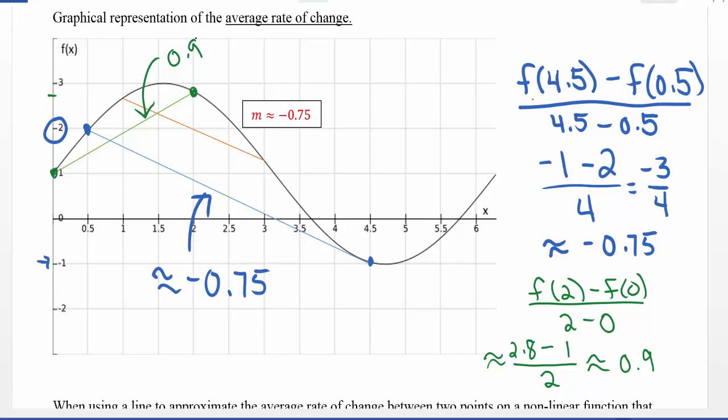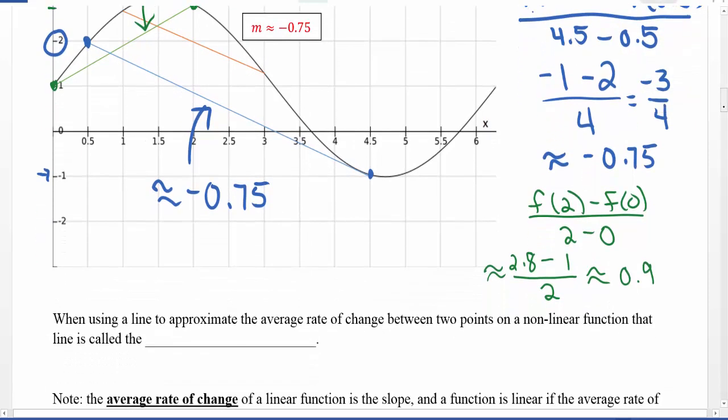Turns out that this line that we're using to approximate the average rate of change has a special name. When using a line to approximate the average rate of change between 2 points of a nonlinear function, that line is called the secant line. And the average rate of change is the slope of the secant line. So the slope of the secant line tells us the average rate of change, and the secant line connects 2 points of a nonlinear function.